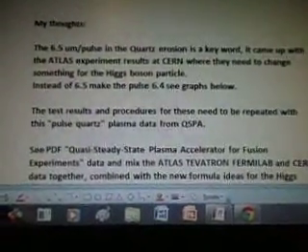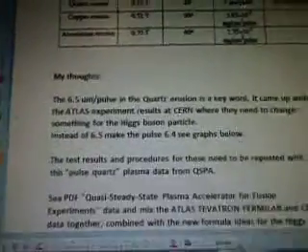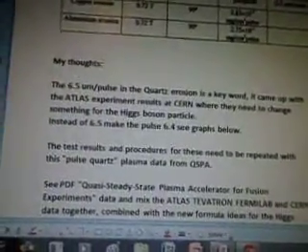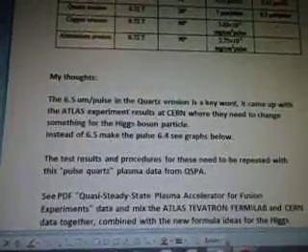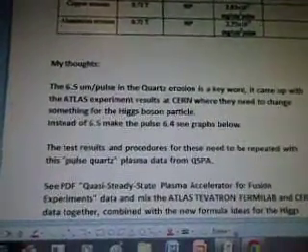My thoughts. The 6.5 pulse in the quartz erosion is a keyword. It came up with the ATLAS experiment results at CERN, where they need to change something for the Higgs boson particle.